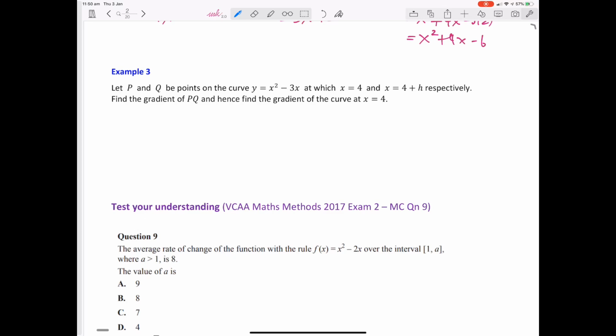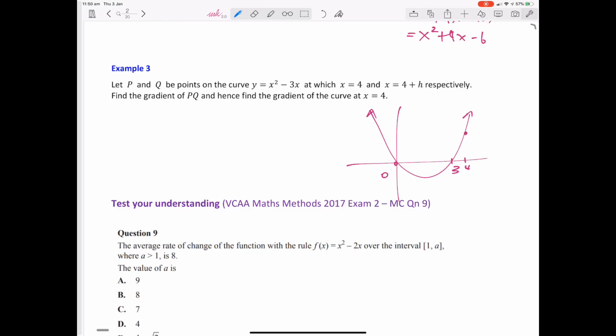So, what are we actually trying to do here? We've got x squared minus 3x, which looks like that. It goes through 0, goes through 3. Where's 4? Well, 4 is a point here. And then we've got some other point further on, 4 plus h, which is here. We're trying to find the gradient between those 2 points.